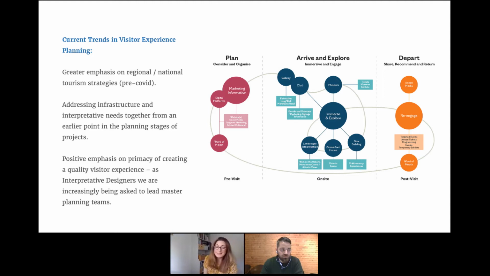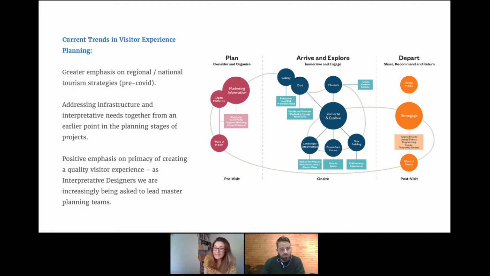One of the trends we've really witnessed, and we think this is a very positive thing, is the move away from hard infrastructure-focused master plans. In the past, very often, by the time that a company like Hayley Sharp will be brought on board, some of the larger project parameters, such as buildings, transport, environmental infrastructure, have been set. But actually, increasingly, there's a move towards integrating both infrastructure and interpretive needs, thinking about those things together right from the outset of the project, the very early planning stages of the scheme.